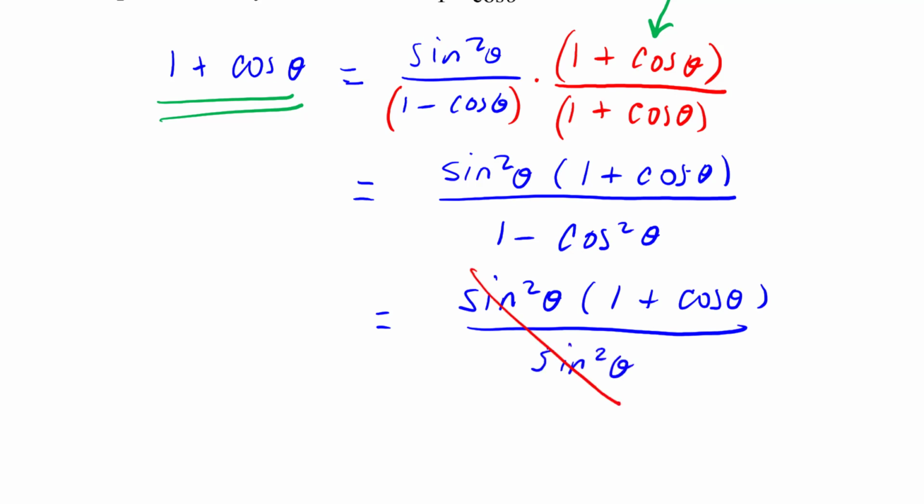And those divide out. And lo and behold, 1 plus cosine theta on the right equals 1 plus cosine theta on the left. Dare I say it? QED. All right, let's see what's next.